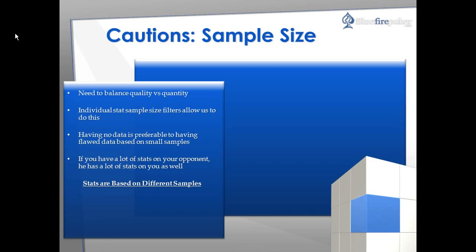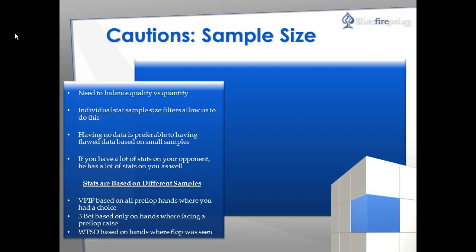Remember that different stats are based on different samples. For example, VPIP is based on all pre-flop hands where you had a choice, where you could make a decision. 3-bet stats are based only on hands where you're facing a pre-flop raise. And went to showdown stats are based on hands only where there was a flop seen. So because of this, we're going to end up with very different sample sizes for all of our different stats.